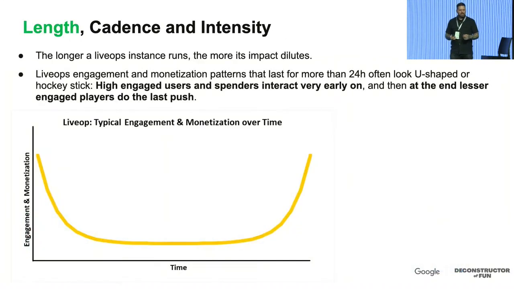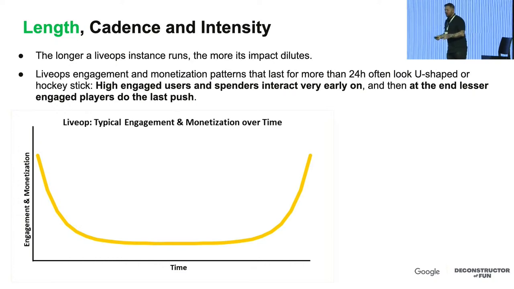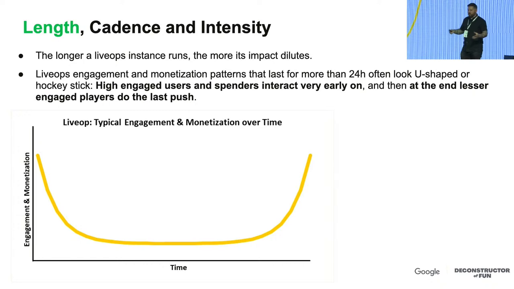So when it comes to length, in my experience, what happens when a live op, any kind of live op, lasts for more than 24 hours, and it's 24 hours because generally during the day players connect at different moments of the day, is that usually the engagement or monetization curves generally look like this, no?